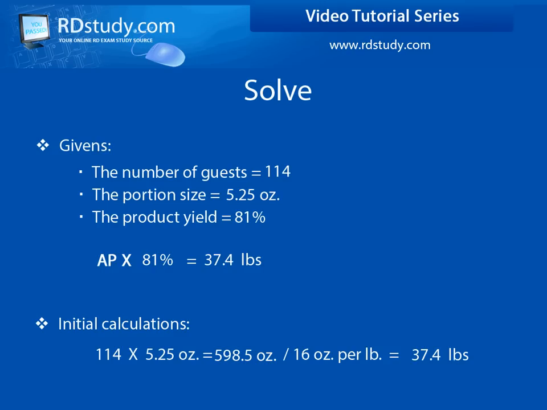We will need to complete one more step so it is alone and isolated on one side of the equal sign. To get this done, we need to divide each side by 81% or 0.81. At last we have isolated AP. So the formula is now AP is equal to 37.4 divided by 0.81, which gives us an AP value of 46.17, or just over 46 pounds, necessary to meet the demands of the function.